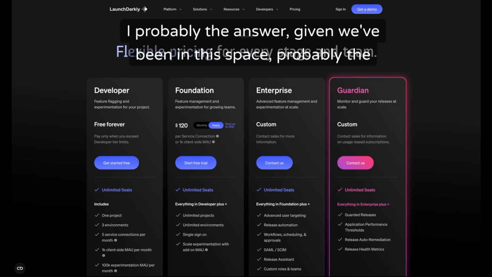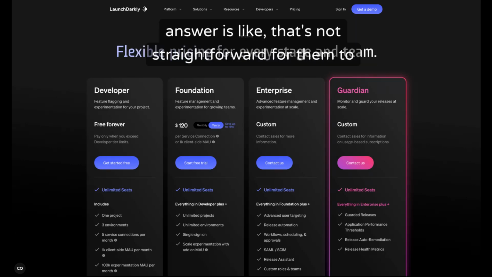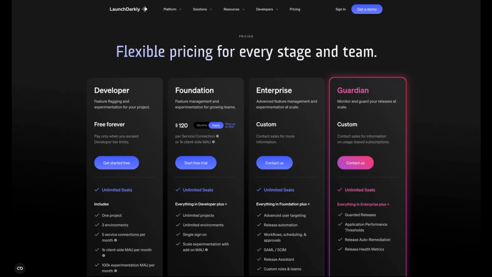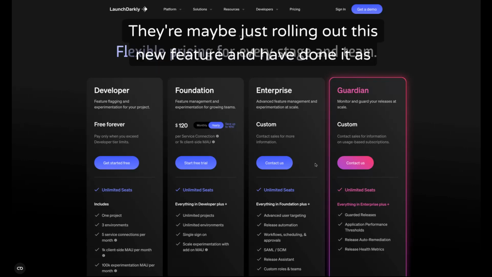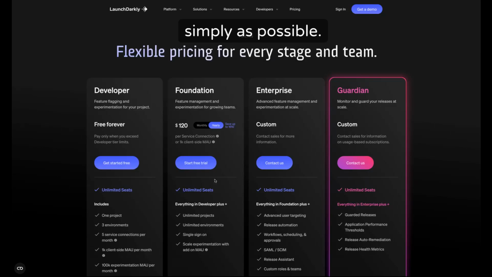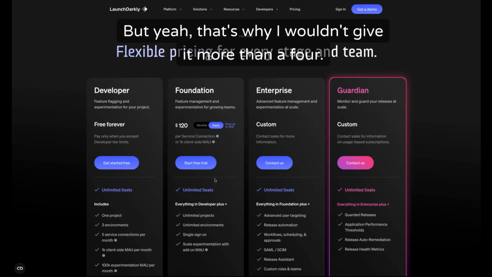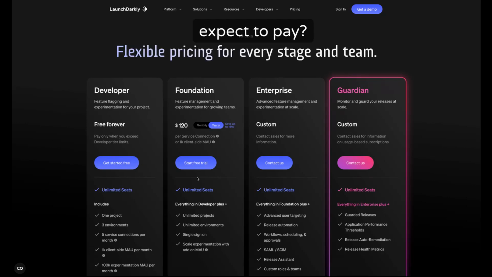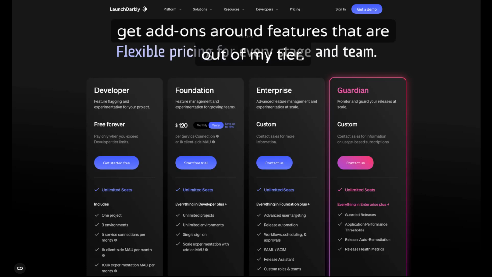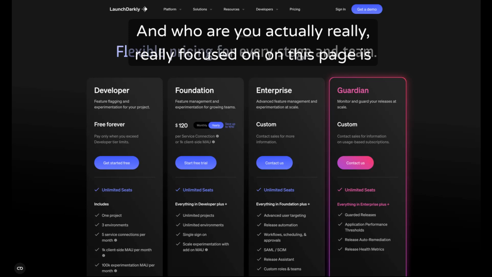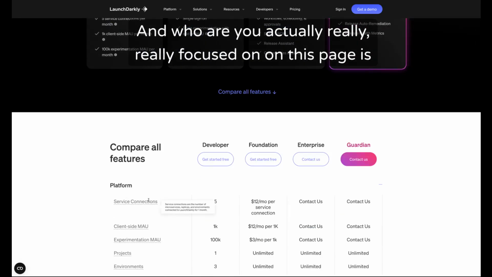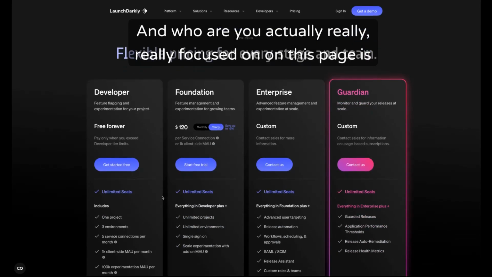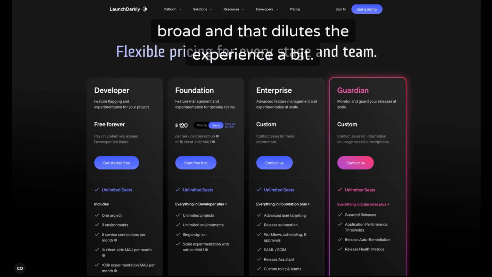Given we've been in this space, probably the answer is that's not straightforward for them to implement internally, and that's why they've done it. They're maybe just rolling out this new feature and have done it as simply as possible. But yeah, that's why I wouldn't give it more than a 4. I think there's just some opportunities around what can I expect to pay. Maybe allow me to get add-ons around features that are out of my tier. But who are you actually really focused on with this page? It's broad, and that dilutes the experience a bit.